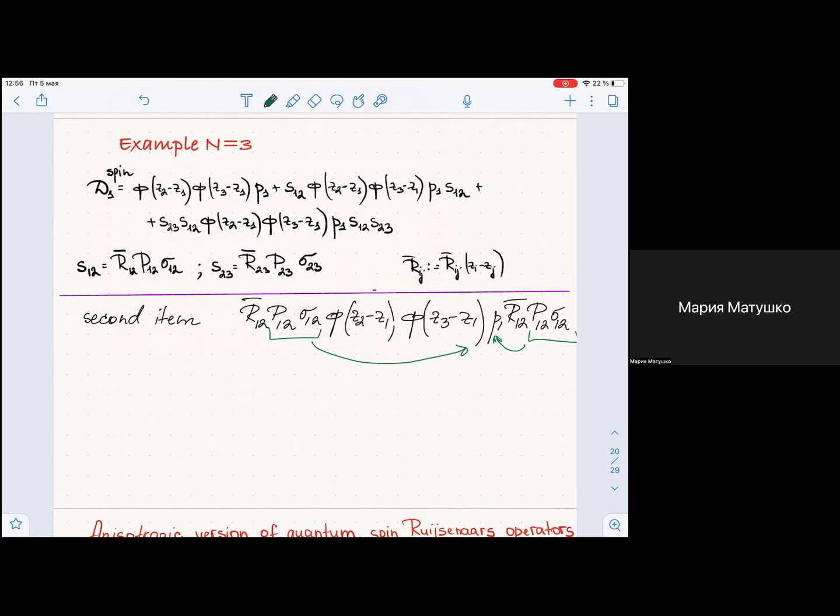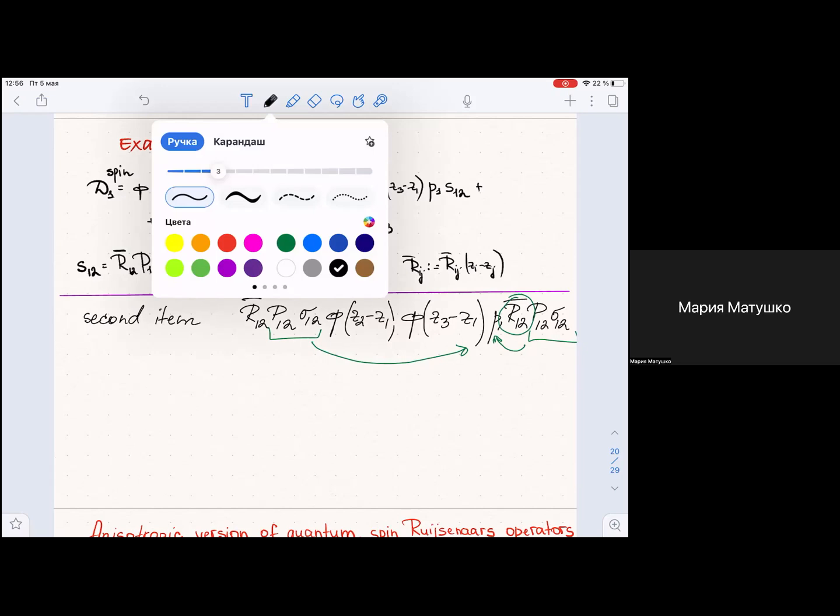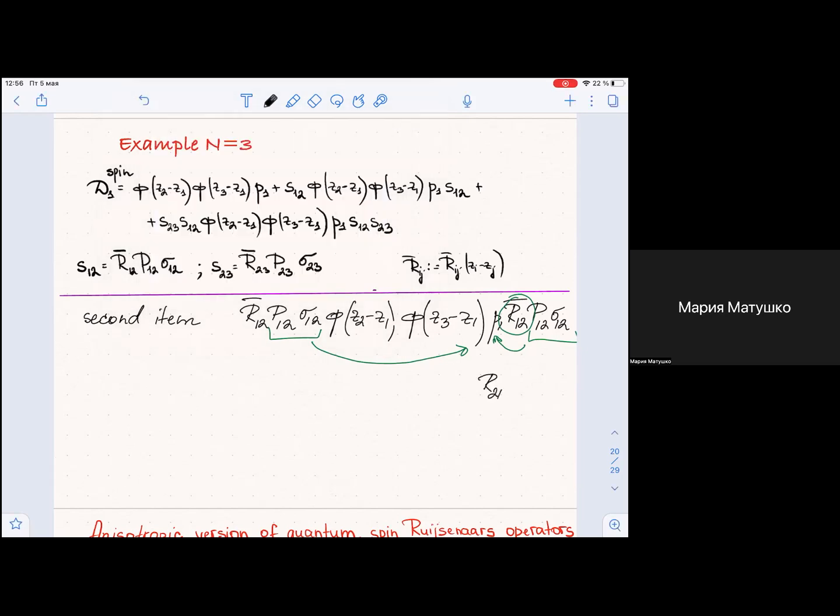Yes. And when we move this permutation through this R-matrix, we obtain R21, and here R12. And when we move this to the left, it vanishes with this. And so what we have, and we need to change the indices here because we move this sigma to the right. So I change 2 and 1, and I change this one for 2. So we obtain the following coefficient.